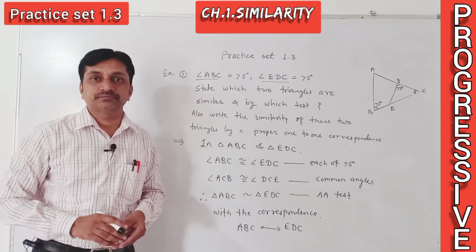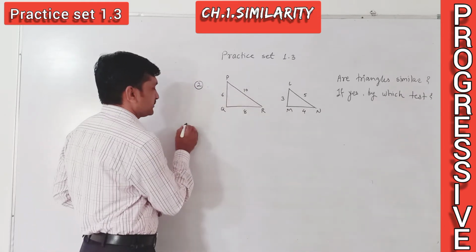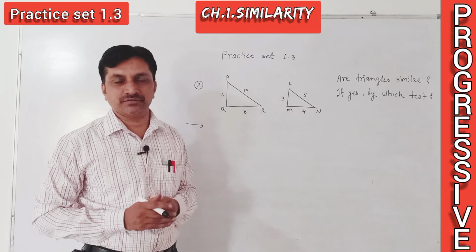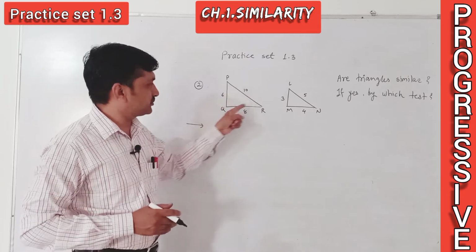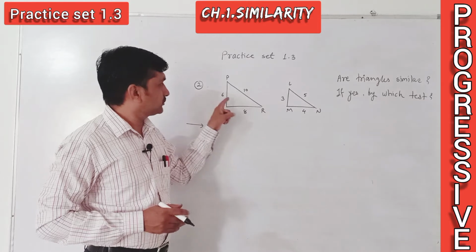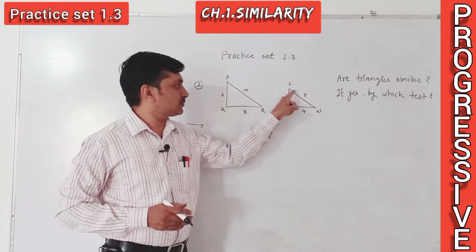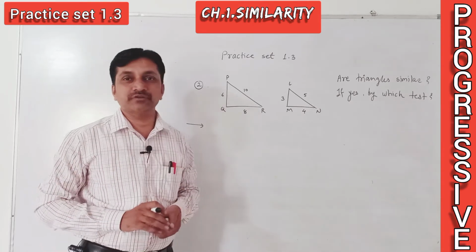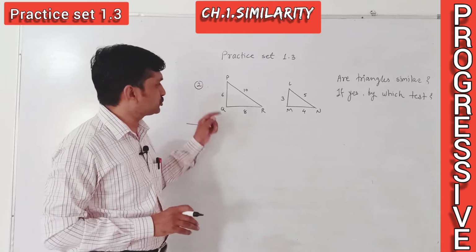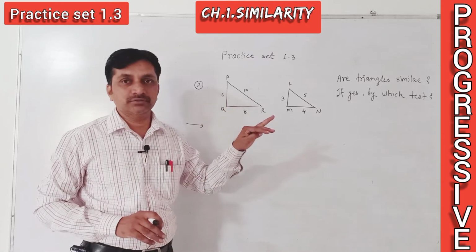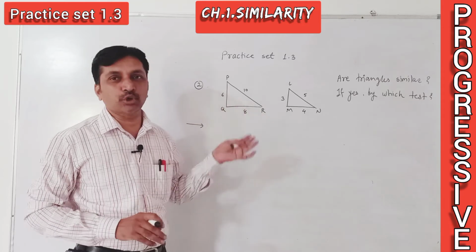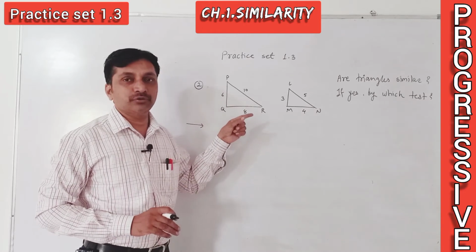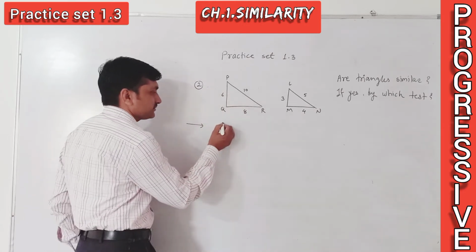We have solved. Example number 2. This example is very easy. Are these two triangles similar? If yes, by which test? Observe these two triangles. Information about all three sides is given. If all three sides are given, then we have to check for SSS, because there is no angle shown by an identical mark, and the triangles are different, so there is no common angle. As three sides are given, first of all, check all three corresponding sides.